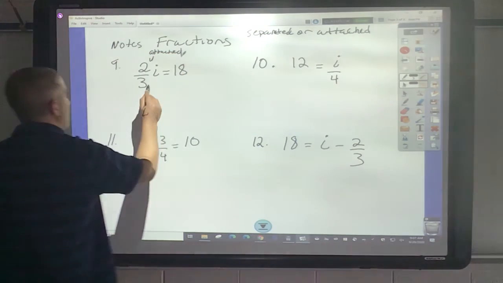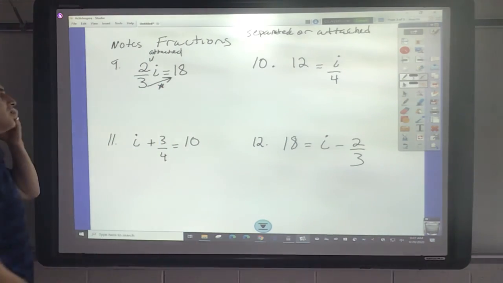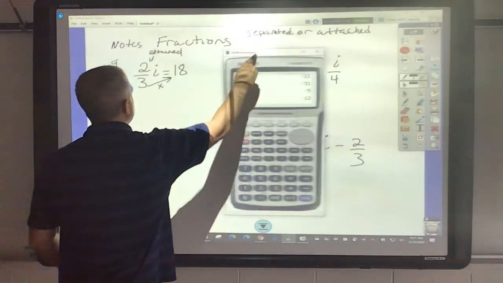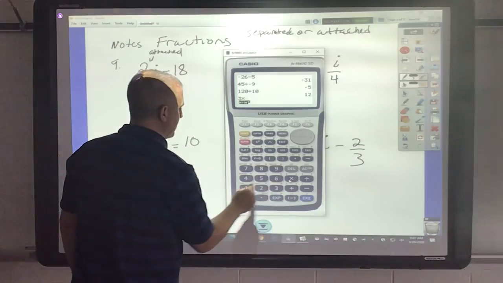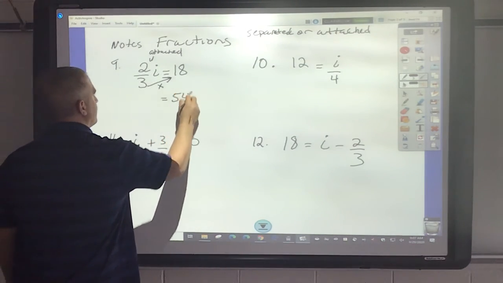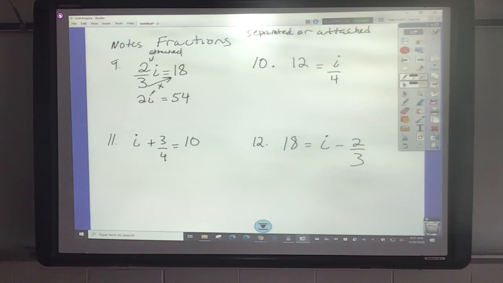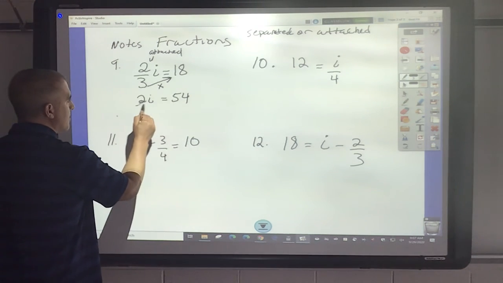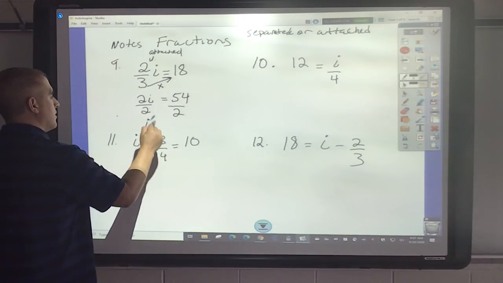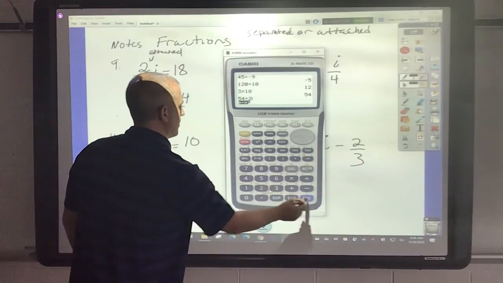Very simple. Take this number and we're going to cross multiply it. So what I'm going to do is 3 times 18, which would be 54. Then I have 2i left over, so the 2 is there. Now this becomes easy. How did we get rid of it the last time? When it was attached like that, we divided. So 54 divided by 2 is 27.